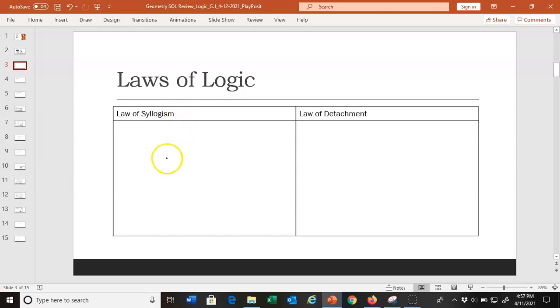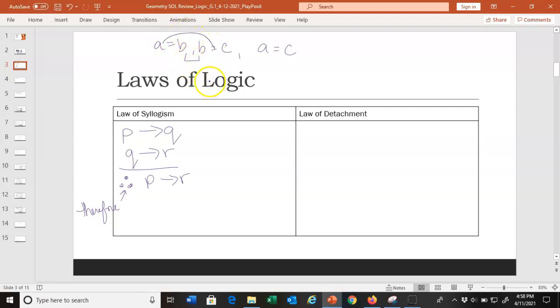The next review of logic, we had 2 laws, the law of syllogism and the law of detachment. So again, we're going to use those P's and Q's. Here is the law of syllogism. If P implies Q and Q implies R, therefore, we use those 3 dots for therefore, P implies R. And this is kind of like the transitive property. Remember, if A equals B and B equals C, then A equals C, right? These 2 parts match, so we know A must equal C, just like this. These 2 statements match, so we know that P must imply R.